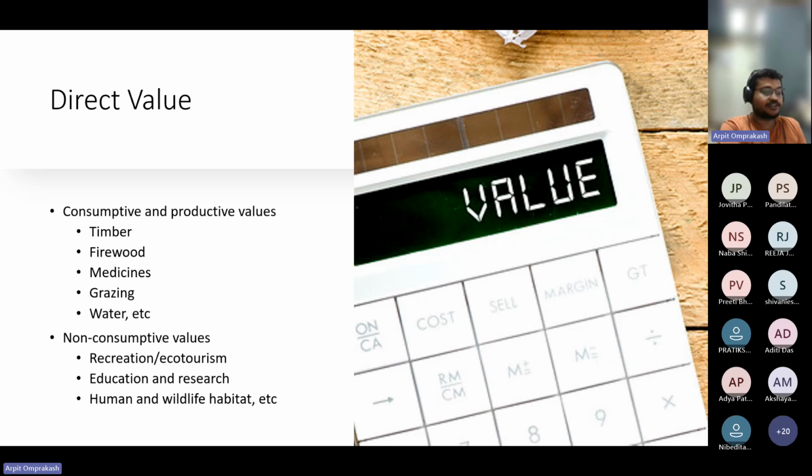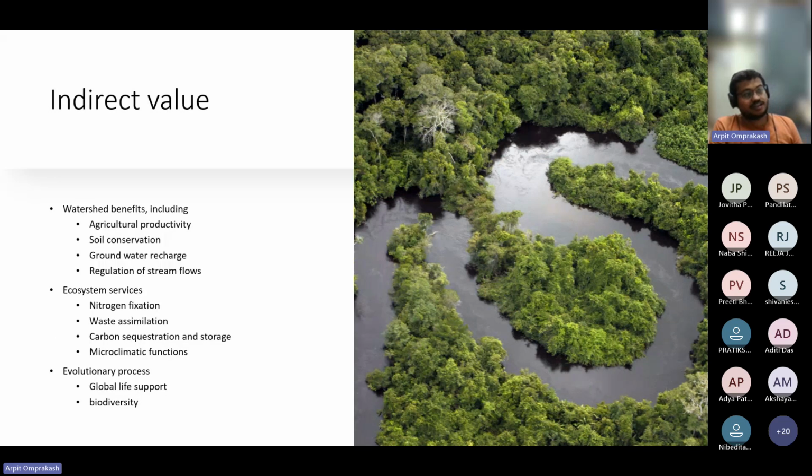Direct values are values that are very direct. You do something and you get some value directly. Indirect values are values that are indirectly provided to us and we don't directly account for them. For example, groundwater recharge is something that these ecosystems and different plants do. Plants can regulate the flow of streams. They can prevent soil erosion. These are known as watershed benefits. The other thing for indirect value is ecosystem services such as waste assimilation, carbon sequestration, and other microclimatic functions.